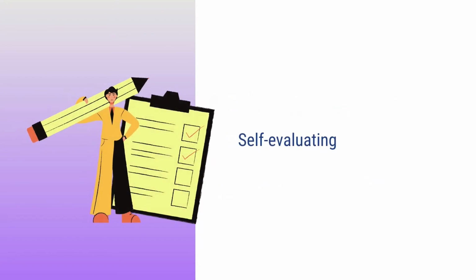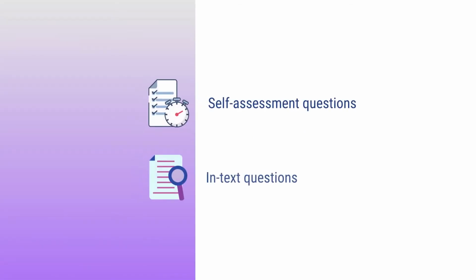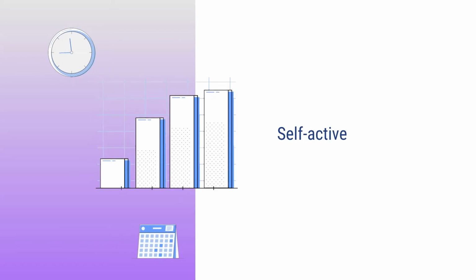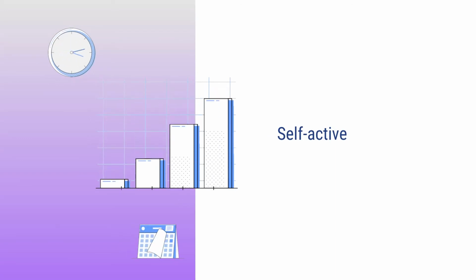They are also self-evaluating. They help the learners evaluate themselves. There are self-assessment questions, there are in-text questions, there are different kinds of other mechanisms which help the learners check their progress from time to time. So they are self-evaluating. Most importantly, they are self-active. Why do we call them self-active? Because they keep the learners engaged all the time. They keep the learners active all the time.